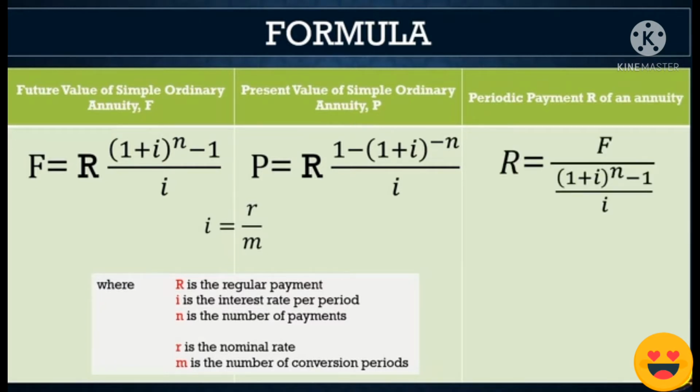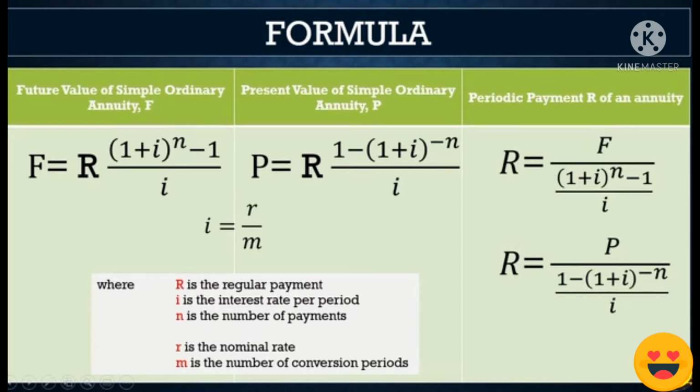Pag kukunin naman natin yung periodic payment, depende kapag ang given ay nandun yung future value. So, ang gagamitin natin to compute the regular payment or the periodic payment is F over the quantity of 1 plus i raised to n minus 1 over i. Pero kapag given naman yung present value, ito naman yung formula niya. P over 1 minus the quantity of 1 plus i raised to negative n over i.